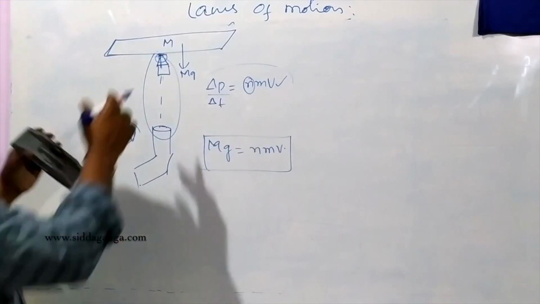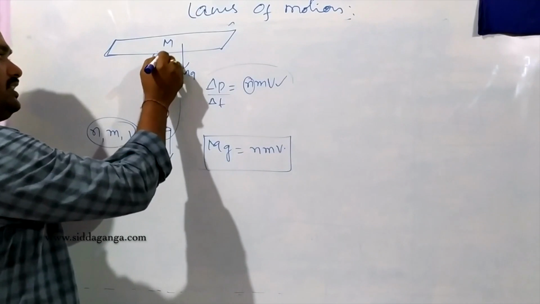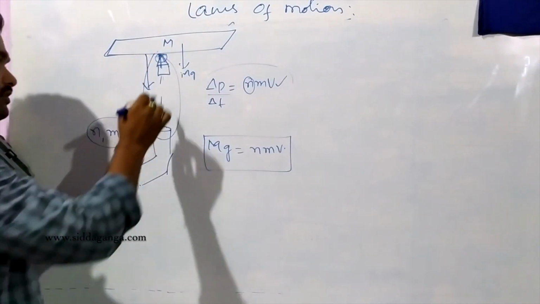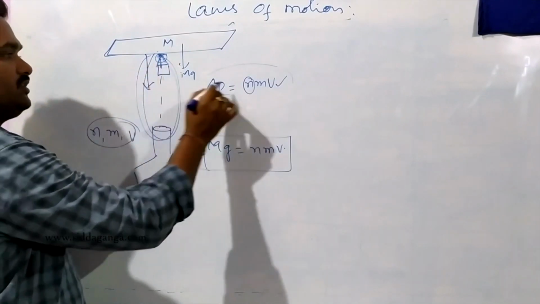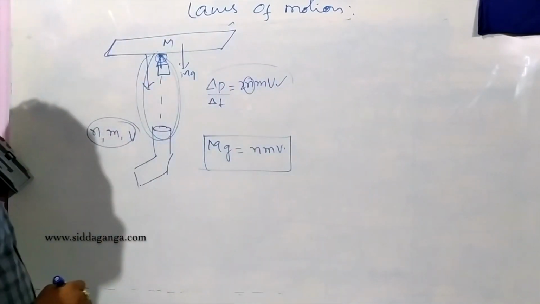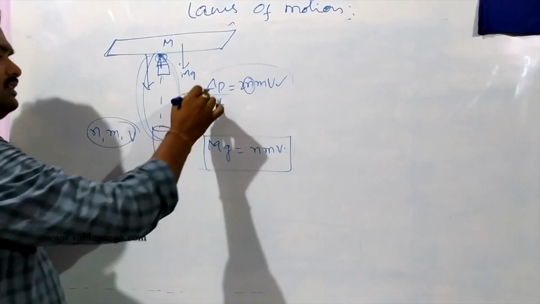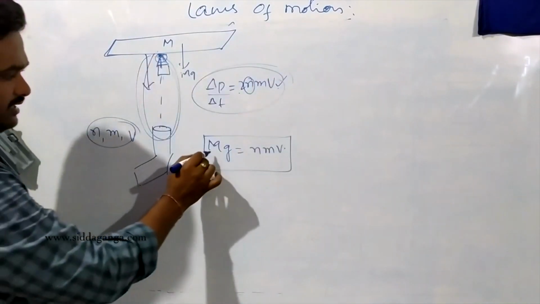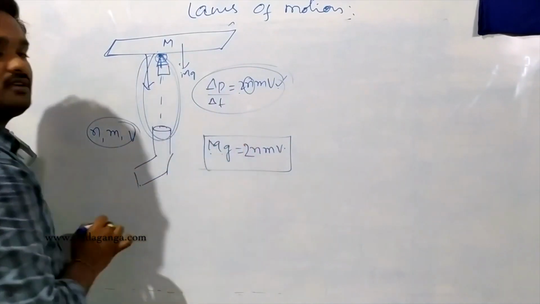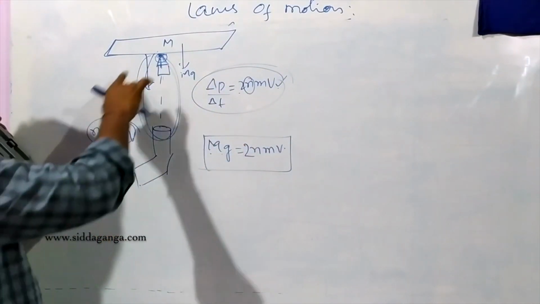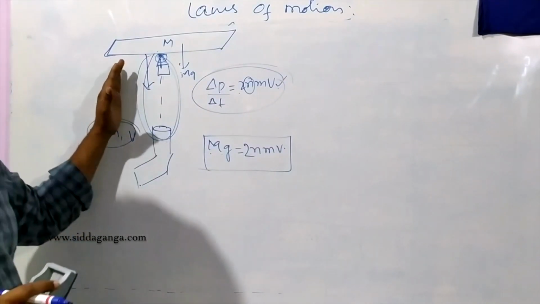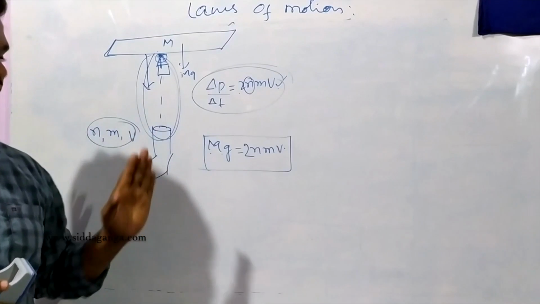In the same scenario, if they mention that after hitting this metal plate, the bullet is going to rebound back with the same velocity, then what is the delta p value? You have to mention it as 2 times mv. Then the force with which it is going to hit will be equal to what? 2 times nmv. So in that case, Mg should be equal to 2 times nmv. This is a very important problem. I am just mentioning the scenario of the problem; they may ask the same kind of problem in n number of ways.